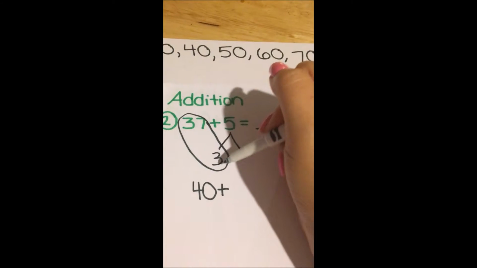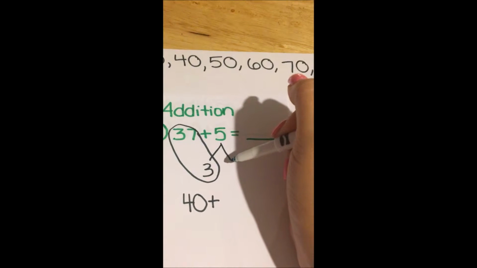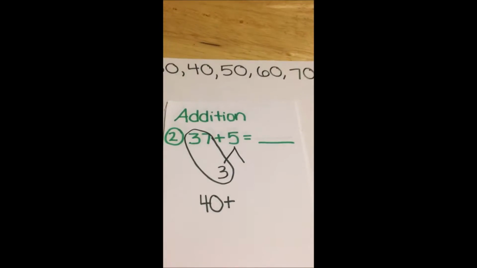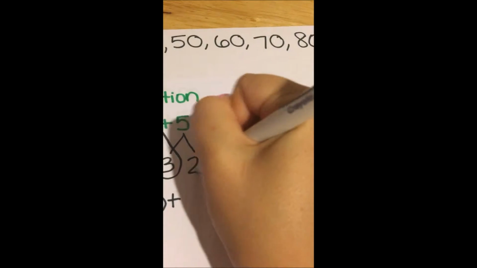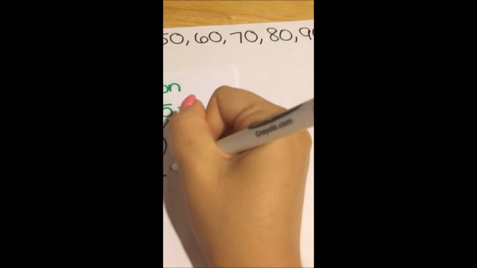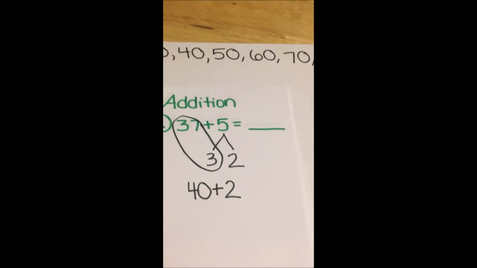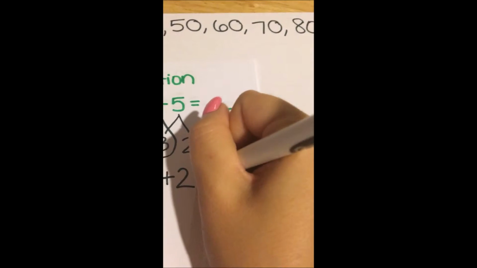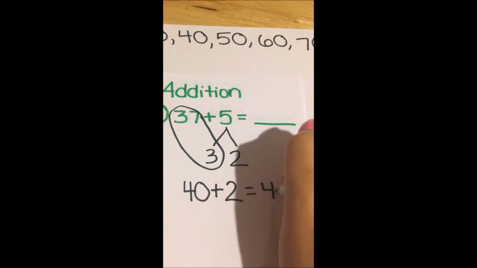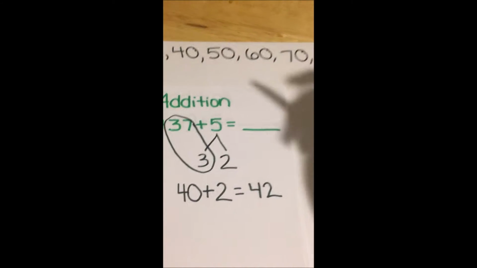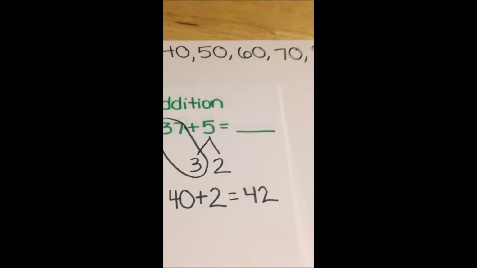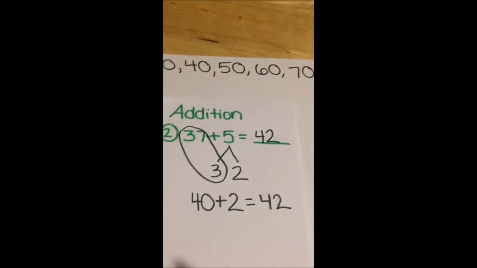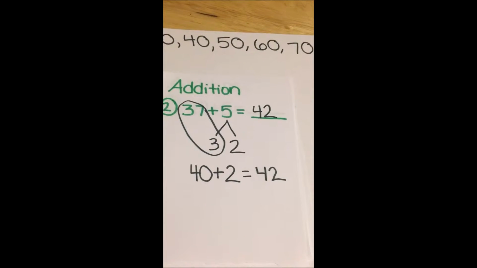Now the 5 says, I gave you 3. How many does the 5 have left over? Or what is 5 minus 3? If you said 2, you're right. The 2 goes down. 40 plus 2 equals 42. Good job. Now if 40 plus 2 equals 42, we can assume that in our original problem, 37 plus 5 equals 42.